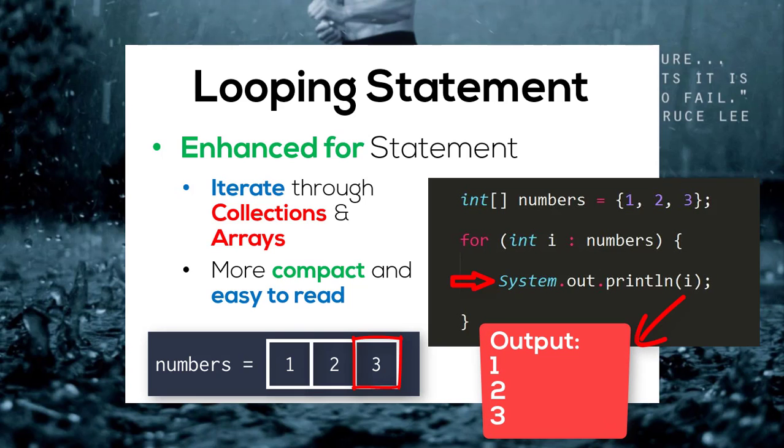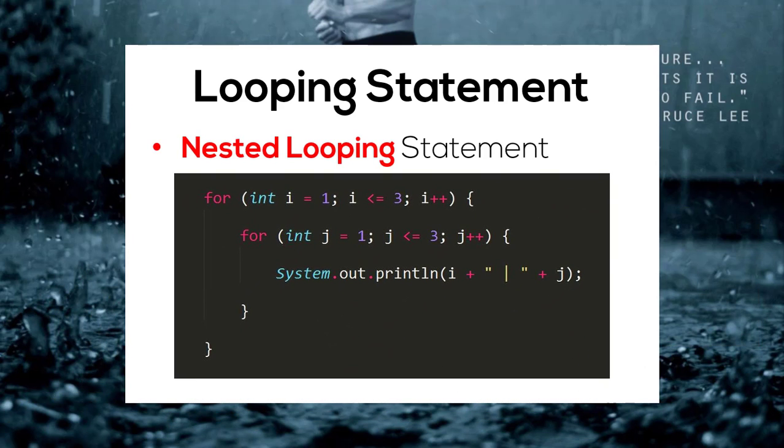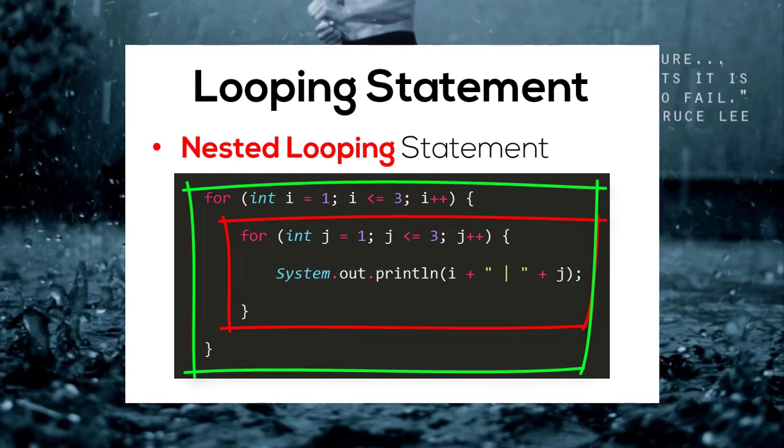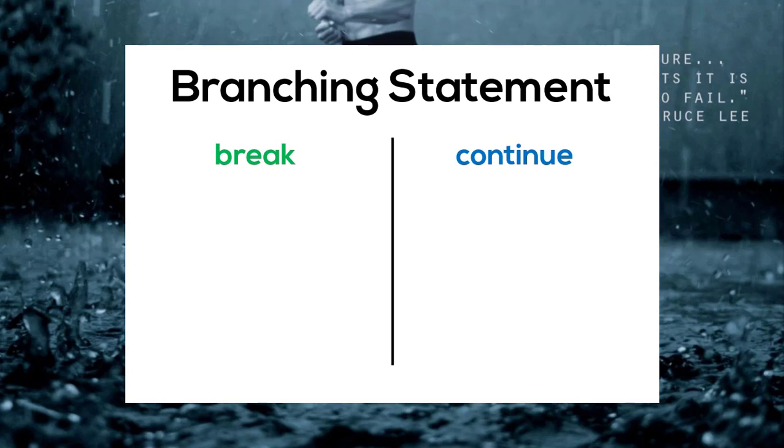In addition to that, Java programming also allows us to have nested looping statements, which basically means putting one loop statement inside of another. Alright, now that we have seen how the while, do while, and for statements work, we are now going to look at some of the branching statements, which includes the break statement and the continue statement.